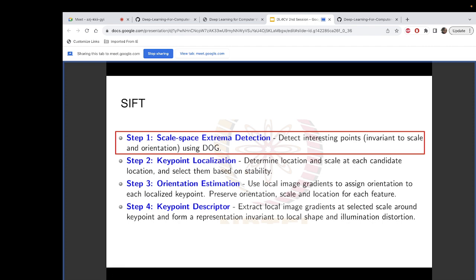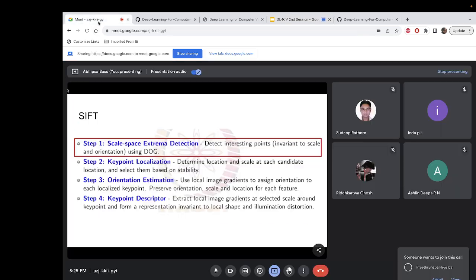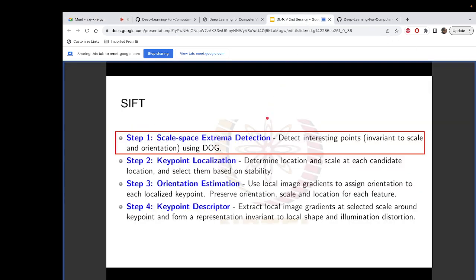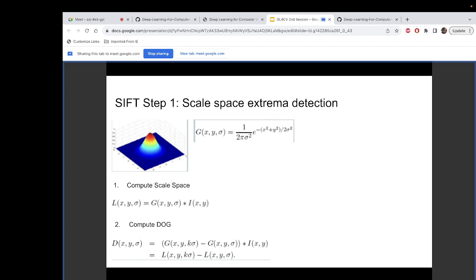So we will just touch upon the first two steps, scale space extrema detection and key point localization. These two are much more coding oriented, much more algorithm oriented. So I request you to have a look at them on your own time, because sir has taught them in a lot of detail. So the first step is scale space extrema detection.